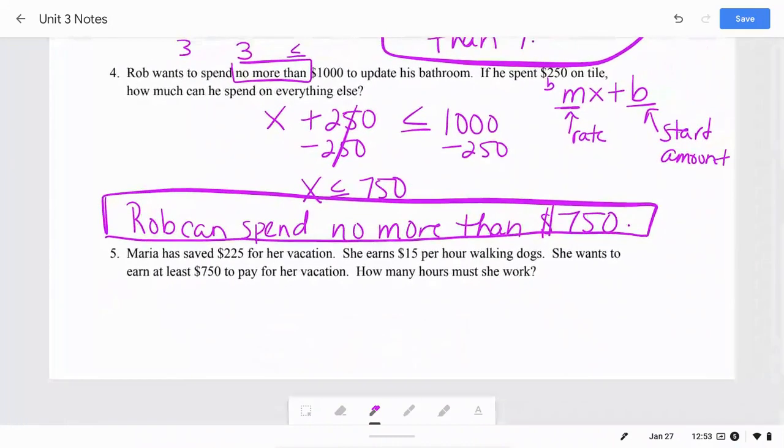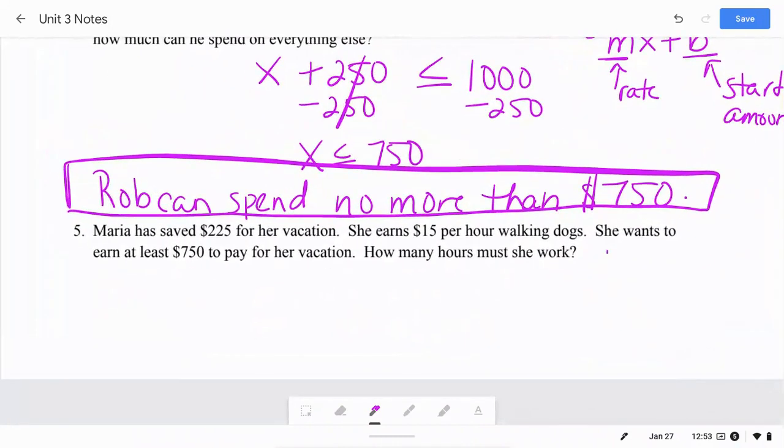Okay, let's try this last example. Same thing. We're going to put it into the mx plus b form. It says Maria has saved $225 for her vacation. She earns $15 per hour walking dogs. She wants to earn at least $750 to pay for her vacation. How many hours must she work? So it says she wants to earn at least. So at least would be greater than or equal to $750.